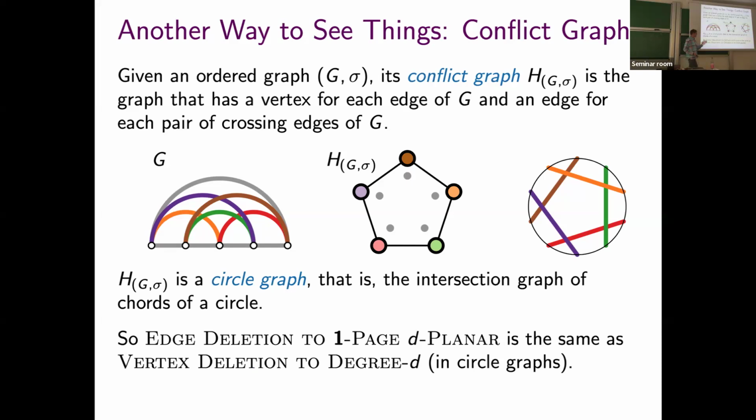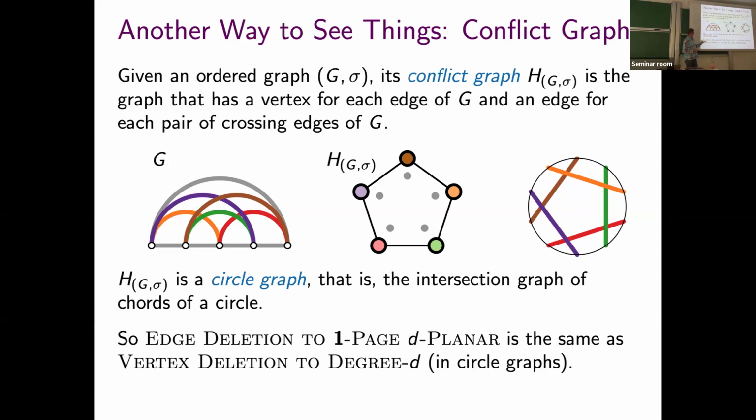Well, suppose you want to delete edges to get a one-page drawing where you allow d crossings per edge. Then this is the same as deleting vertices from this graph, such that the remaining graph has at most degree d. So yeah, if this vertex has degree 2, it means it is crossed twice. Which one is it? It's a bit hard to see. Let's take the green one. The green is clear. It's crossed by orange and red, and so it has degree 2.